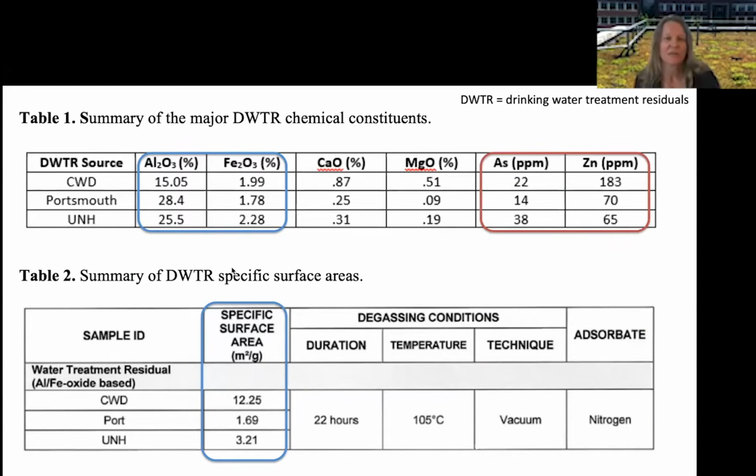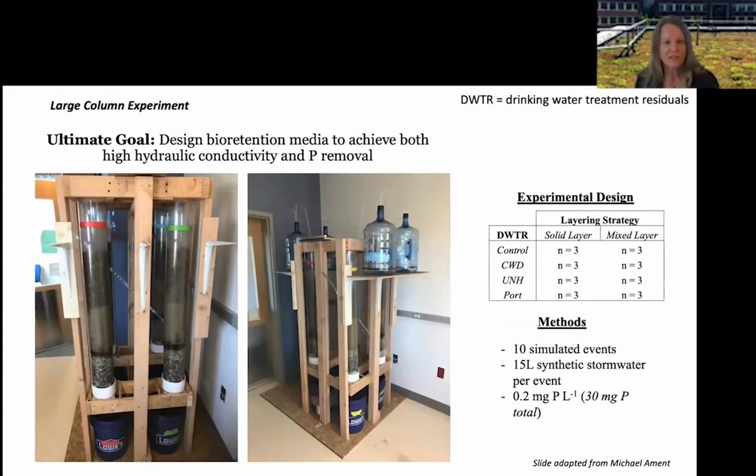We also want to be careful with drinking water treatment residuals because things like arsenic and zinc, aluminum, which is also here, and even manganese can be water quality pollutants. So we don't want to put in so much drinking water treatment residuals that the effluent ends up picking up metals that weren't in the influent in the first place. So we looked at that in the lab in the pure residuals form, as well as with the goal of designing bioretention media to achieve both hydraulic conductivity and phosphorus removal goals.